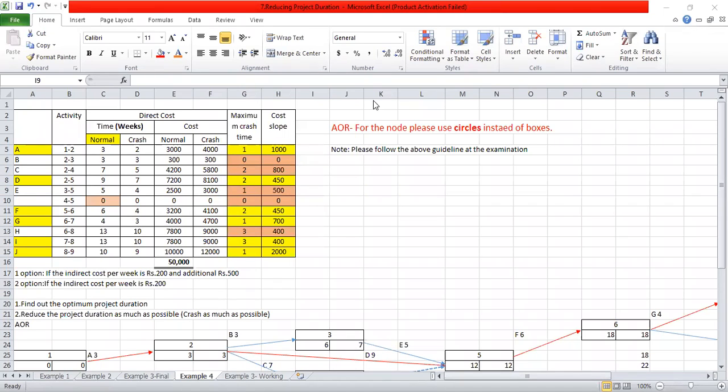H and I cost slopes are incorrect. Why? Correct. Right. Okay, thank you. I think it is correct, right?